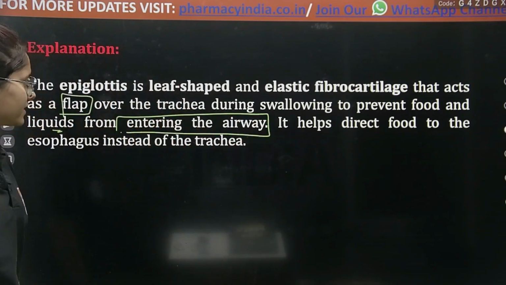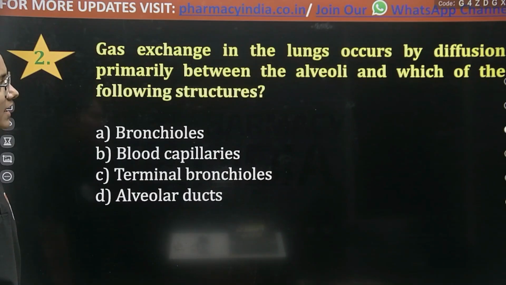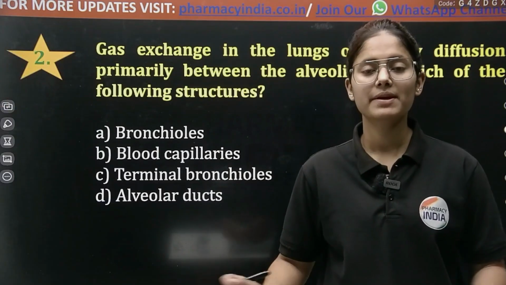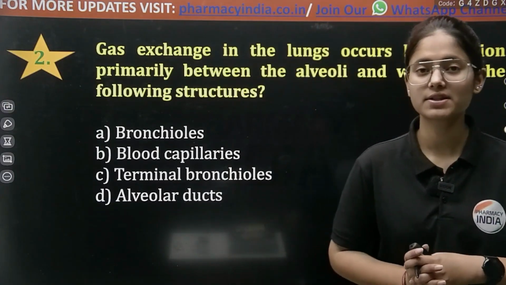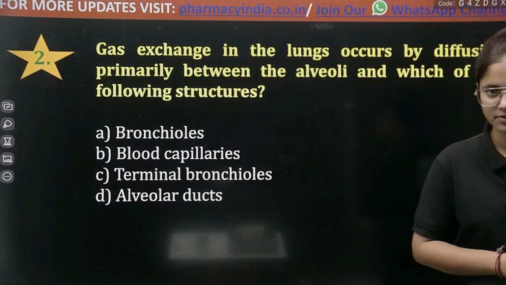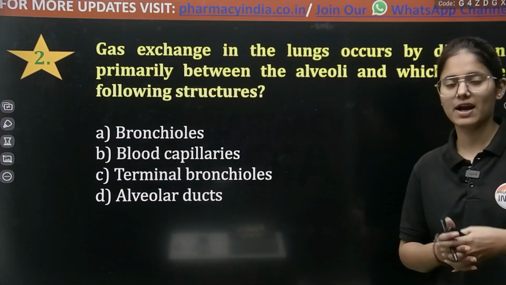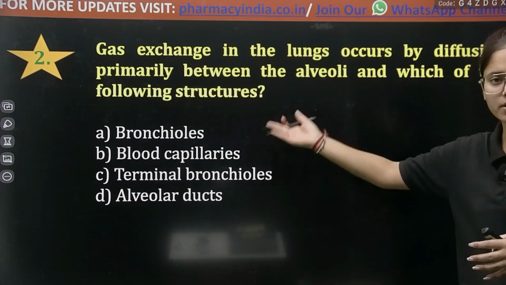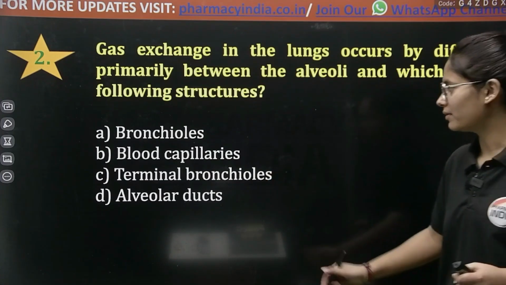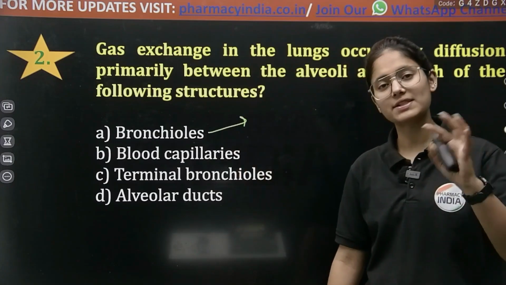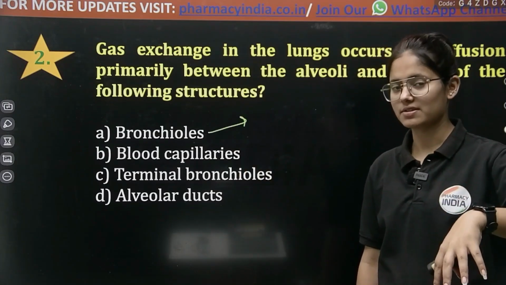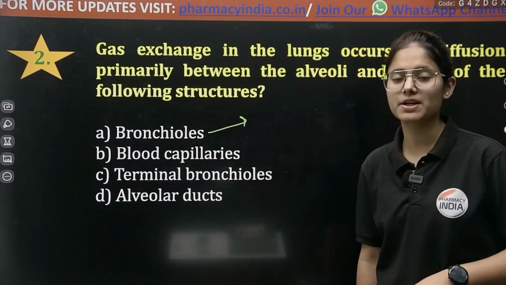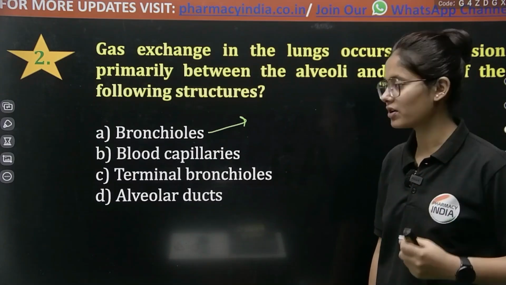Clear? Next. Gas exchange in the lungs occurs by diffusion primarily between the alveoli and which of the following structures? Means that exchange of gases, means carbon dioxide and oxygen, occurs between alveoli and which of the following? Option bronchiole? No. Why? Because bronchiole is that part where alveoli are present. Alveoli are present at the terminal end of the tertiary bronchioles.